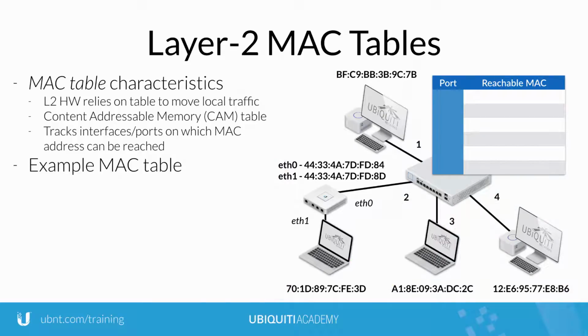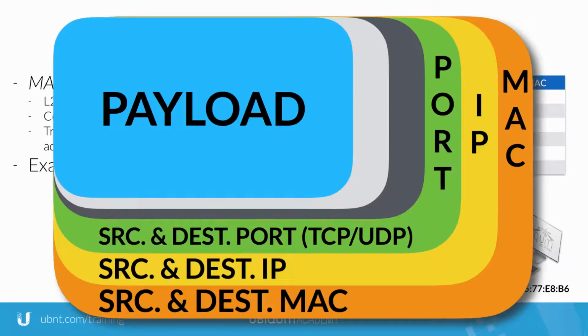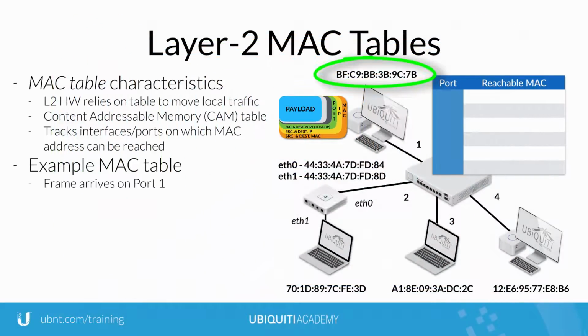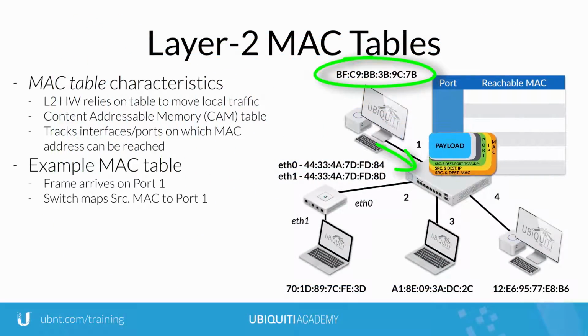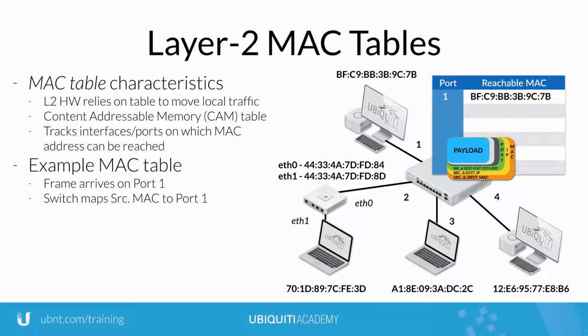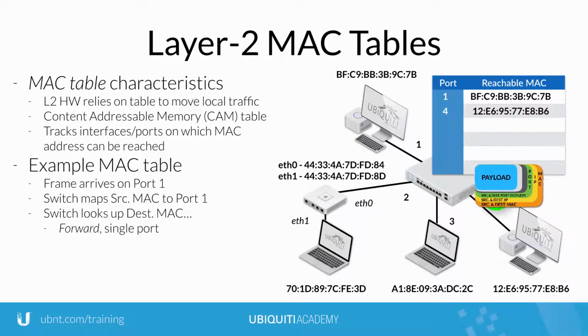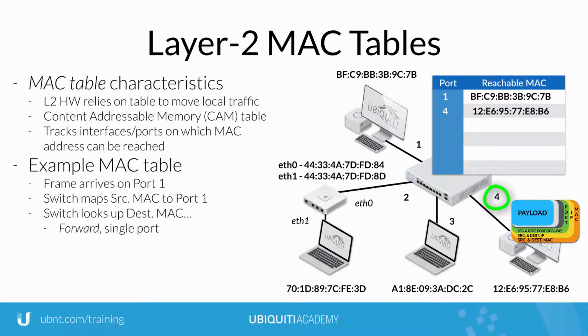For example, a frame arrives on switch port 1 with the source MAC of host A. After updating the MAC table with host A's MAC on port 1, the switch will take one of three actions regarding the frame. If the destination MAC is already mapped to a particular port, then the switch will forward the frame to that particular port, and only that port.